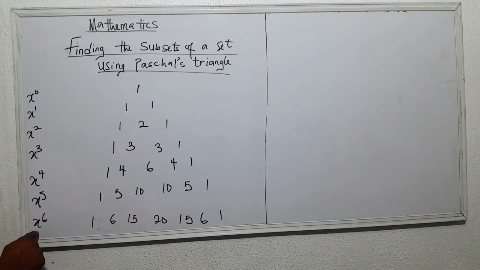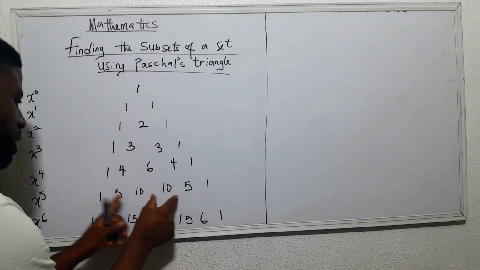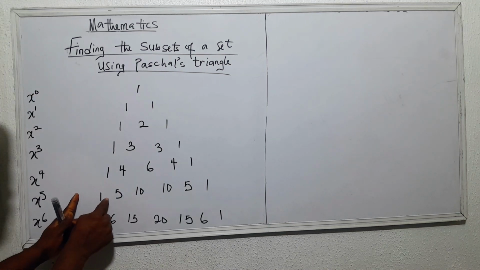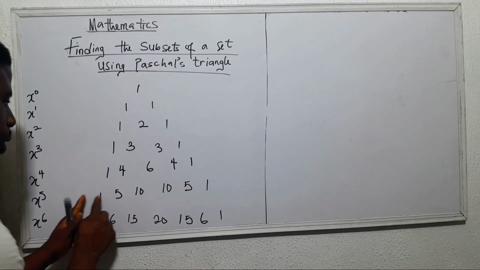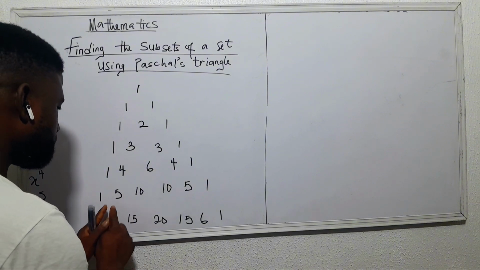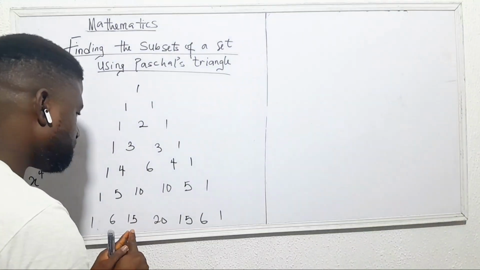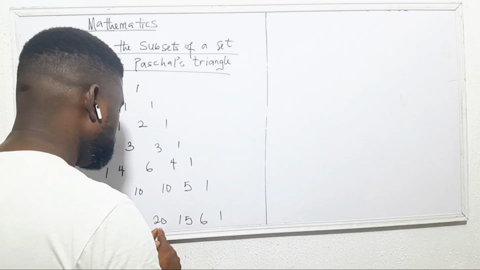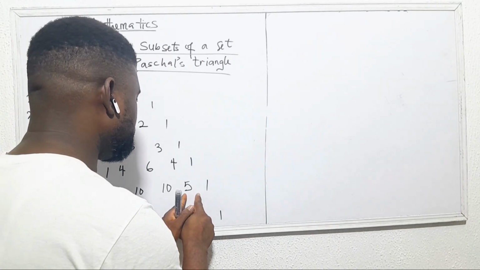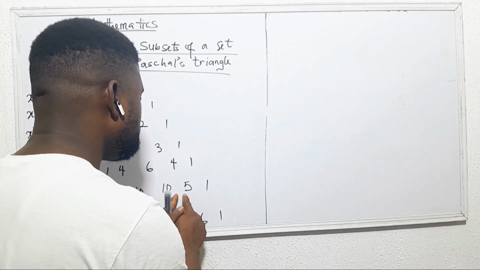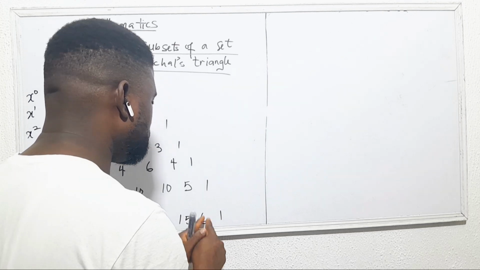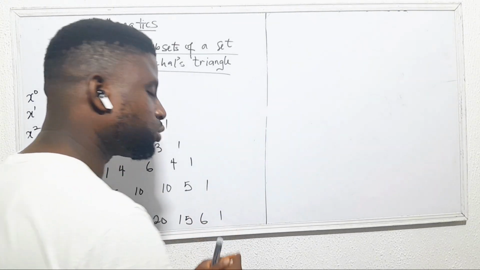To form the coefficients for x raised to the power 6, we use the sum of those of x raised to the power 5. Nothing plus 1 gives us 1. 1 plus 5 gives us 6. 5 plus 10 gives us 15. 10 plus 10 gives us 20. 10 plus 5 gives us 15. 5 plus 1 gives us 6. 1 plus nothing gives us 1.